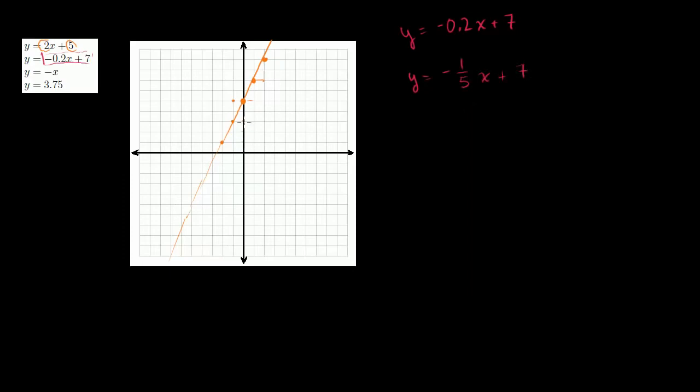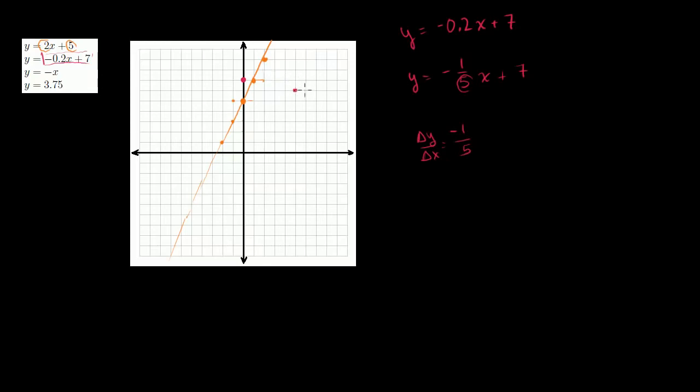So this is 1, 2, 3, 4, 5, 6, 7. That's our y-intercept when x is equal to 0. And this tells us that for every 5 we move to the right, we move down 1. So we could view this as negative 1 over 5. That delta y over delta x is equal to negative 1 over 5. For every 5 we move to the right, 1, 2, 3, 4, 5, we must move down 1.